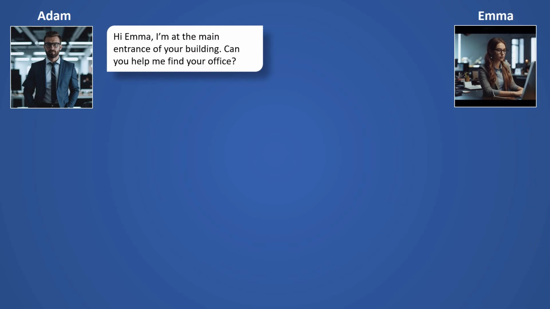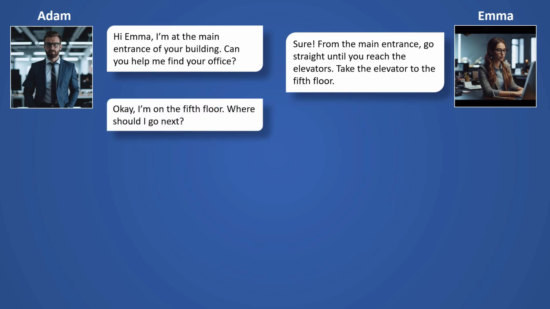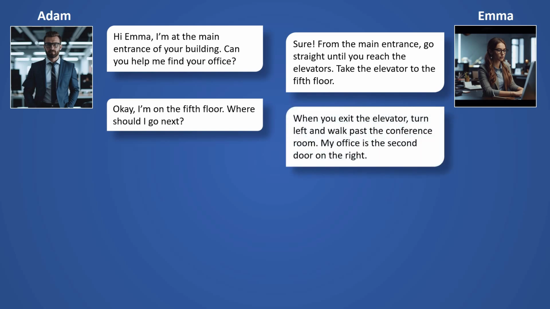Hi, Emma. I'm at the main entrance of your building. Can you help me find your office? Sure. From the main entrance, go straight until you reach the elevators. Take the elevator to the 5th floor. Okay, I'm on the 5th floor. Where should I go next? When you exit the elevator, turn left and walk past the conference room. My office is the second door on the right.